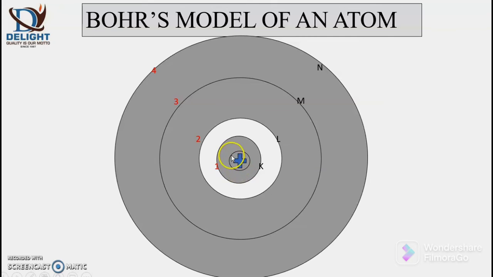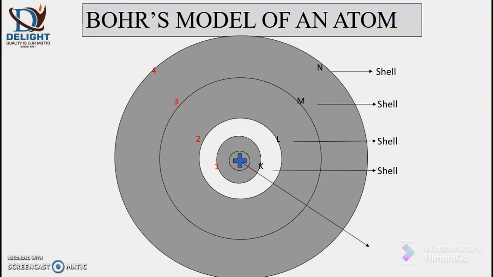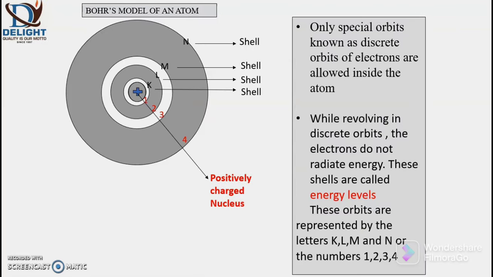And this center is accommodated with the positively charged particles called protons. Of course, neutrons are also there, but protons are positively charged and neutrons have no charge. So the nucleus on the whole is positively charged. Now these are termed as the shells, and these are also named as energy levels. So this is what Bohr gave, the model of atom. The center is the positively charged nucleus.